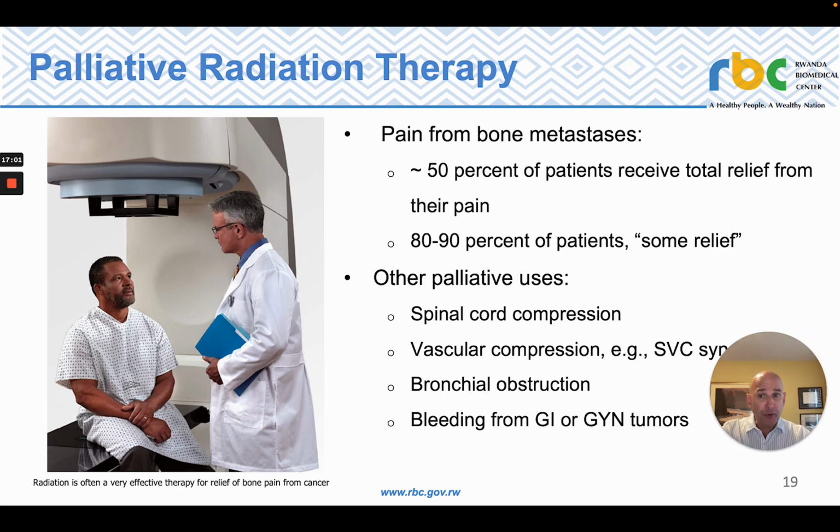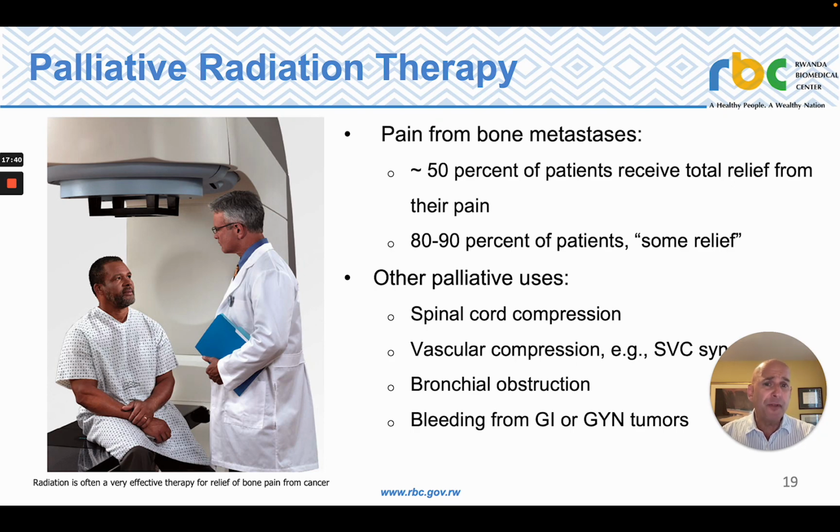So we just talked about curative radiotherapy. What about palliative radiotherapy? As I said, palliative radiotherapy plays a very important role, and I might suggest that it may even play an outsized role in a setting like Rwanda. In your country, we know that the majority of patients are presenting with advanced disease, which is in contrast to some of the higher resource countries. So at least 50% of patients may benefit from radiotherapy at some point in the course of their disease.